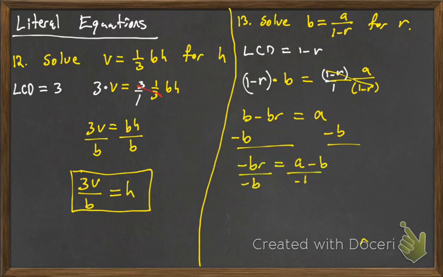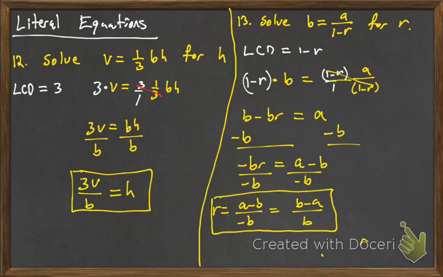Divide both sides by negative B. And so R is equal to A minus B over negative B. That is equivalent to, if we multiply the top and the bottom by negative 1, B minus A over B. You can give me whichever one of those answers, that's fine. The homework system will take that one as well.